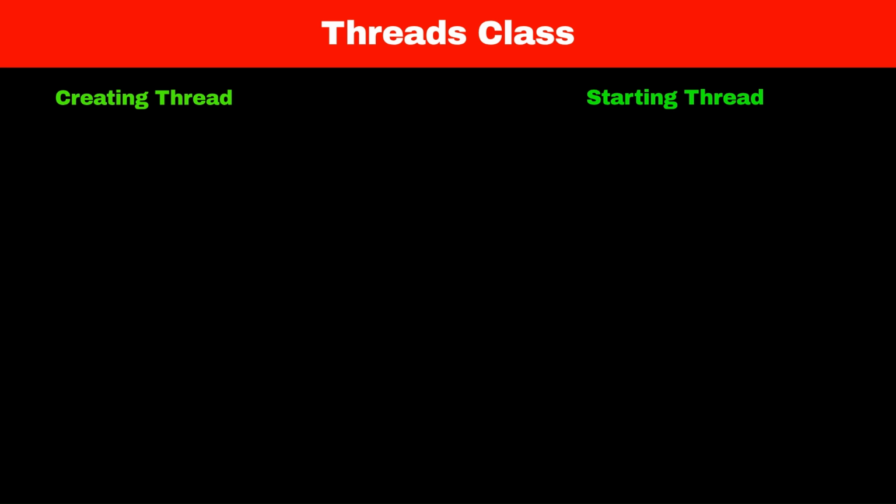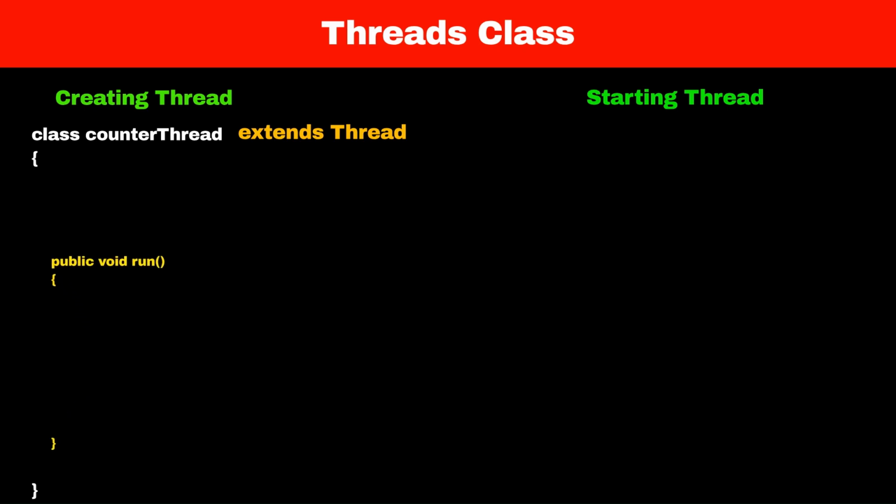So in the first part, that is while creating the thread, we have to write the logic of a task which we want the thread to execute in parallel. For doing it, we can make a new class that extends the Thread class. Inside this new class, we have to override the run method. This is where we put the code that we want the thread to execute. For example, printing numbers from 1 to 5.